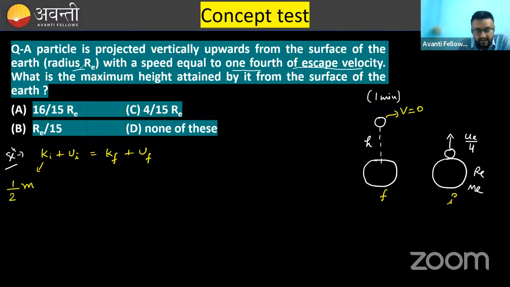Mass of the particle is m. I am taking it as m. It's not mentioned anywhere, and you know that it will be cancelled out. And initial velocity square. Velocity is ue by 4. If you square it, it will become ue square divided by 16. I think it is clear. This is what kinetic energy initial.